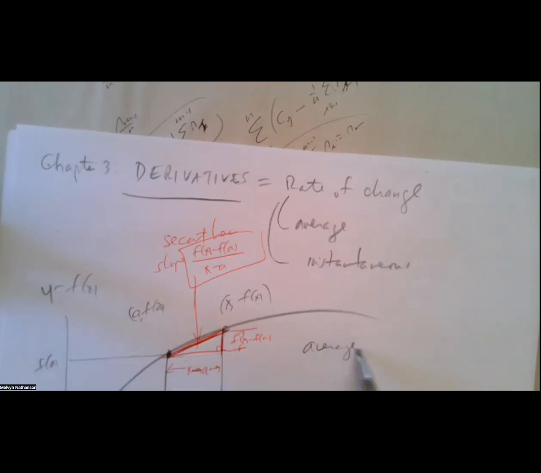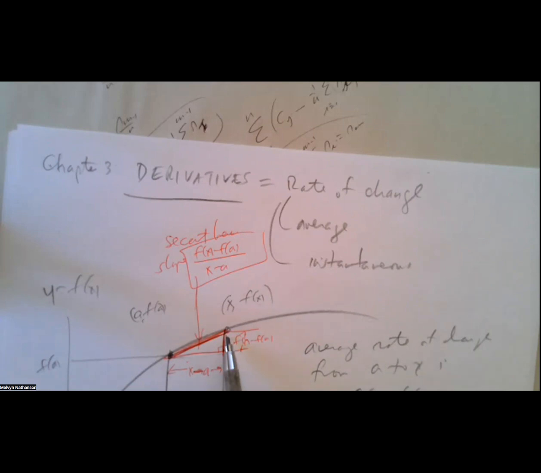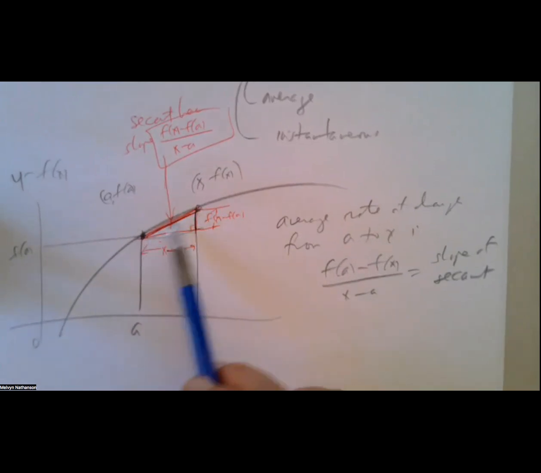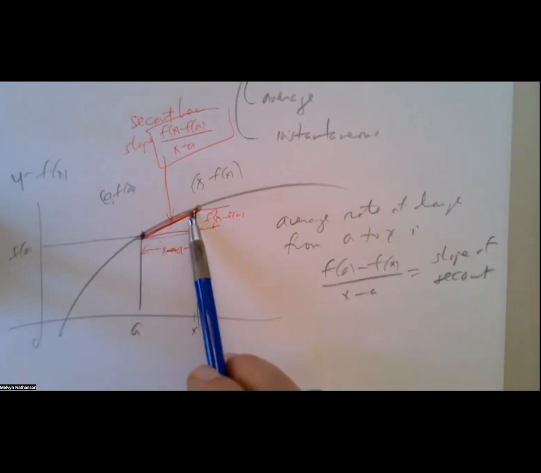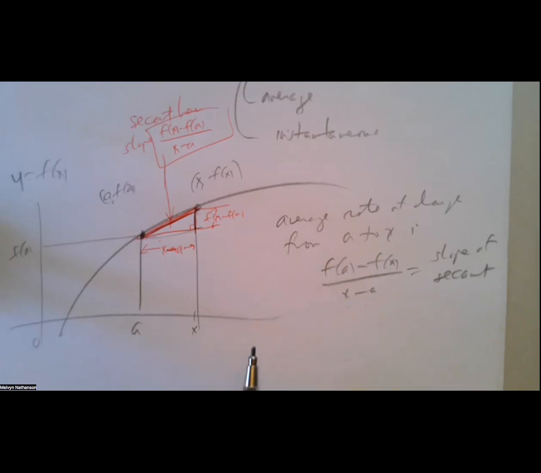So something like the average rate of change from a to x is f of x minus f of a over x minus a. How much you go up divided by how much you went across, which is the slope of the secant line. As you go from here to here, as you're going up this line, this is the secant line connecting these 2 points on the curve. The slope of the secant is this quantity. And that's something like an average rate of change.